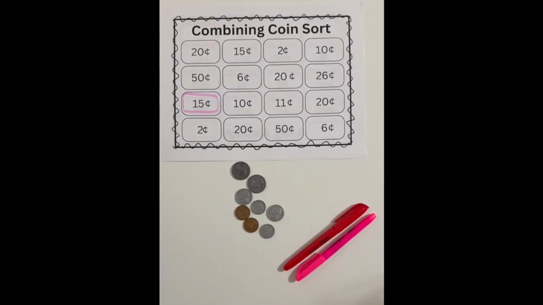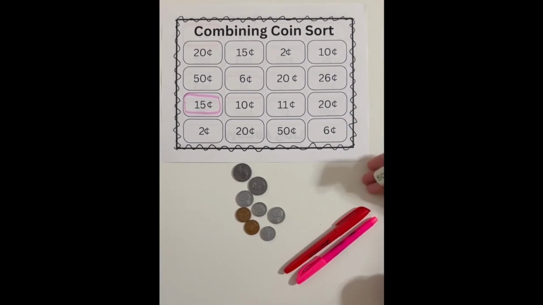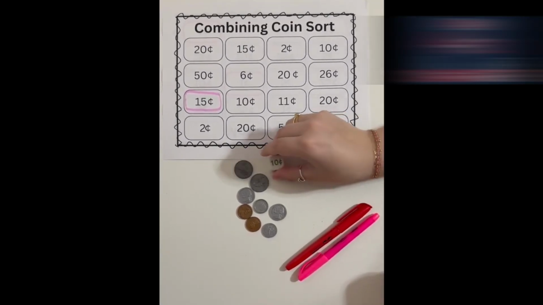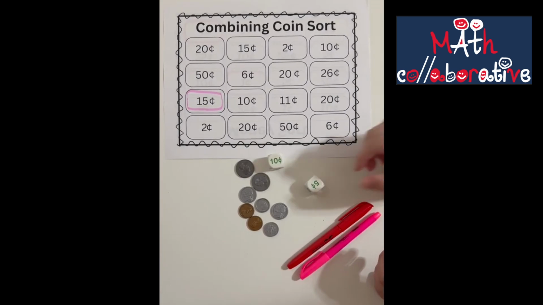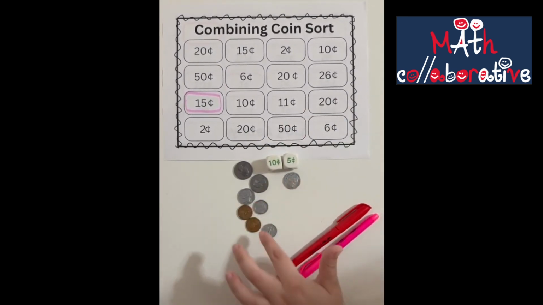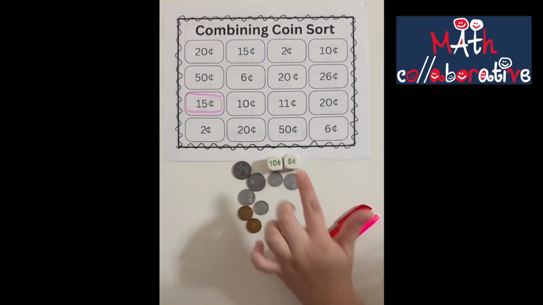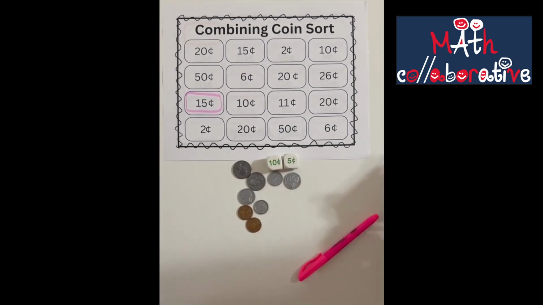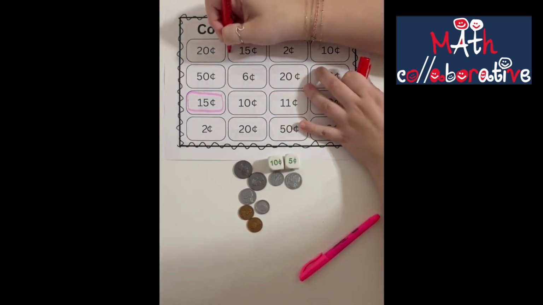outline it. Then student B in the red will roll, and she will roll a 10 cent and a 5 cent, and she will find those in coins, and then she will add the 2 together to get 15 cents, and then she will outline it.